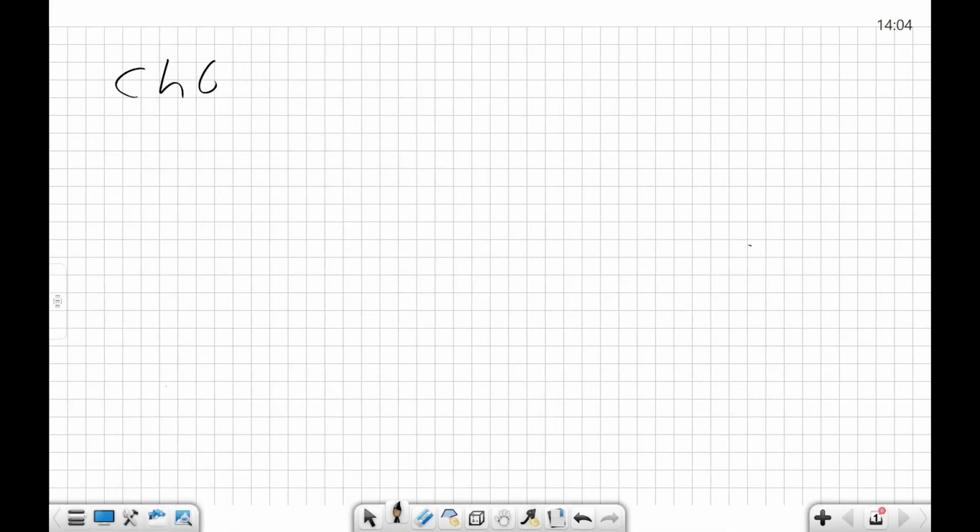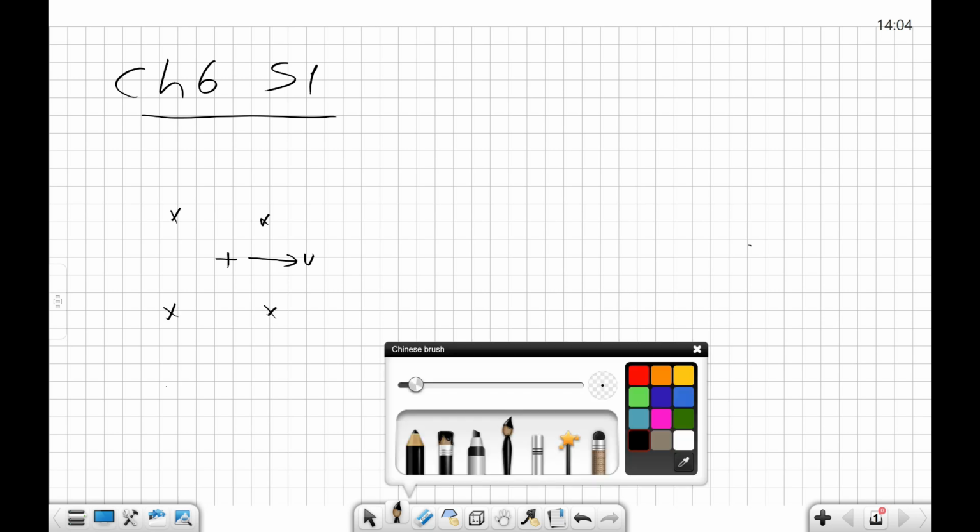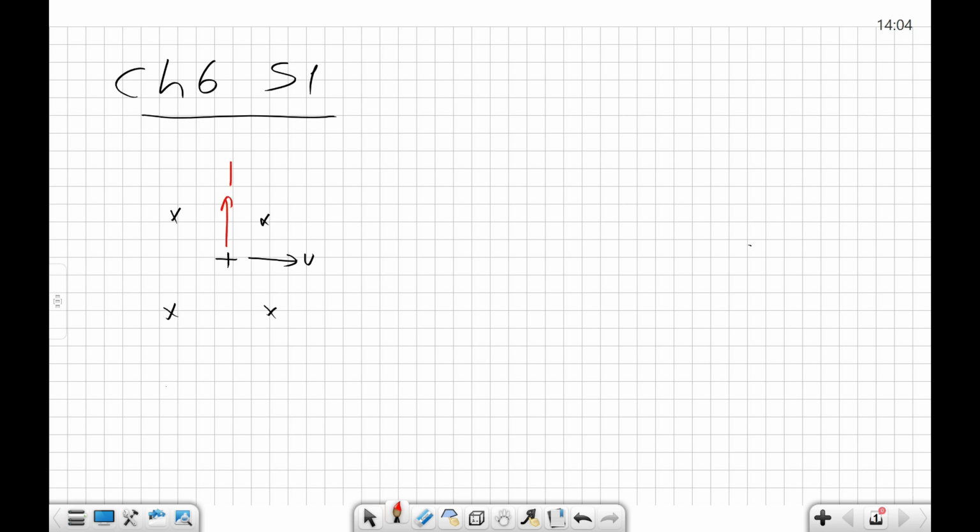Chapter 6, Section 1. It is all about producing electricity from magnetism. Before starting, we need to remember some important notes from Chapter 5, Section 3. Whenever we have a charge that is moving perpendicularly in a magnetic field, it will experience a magnetic force which can be found by using the right-hand rule.